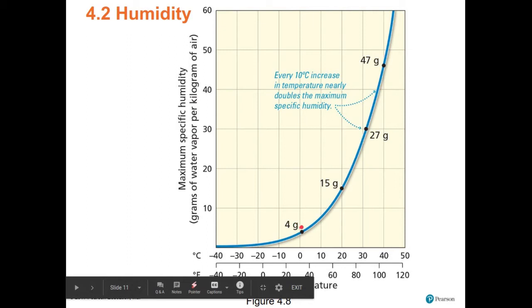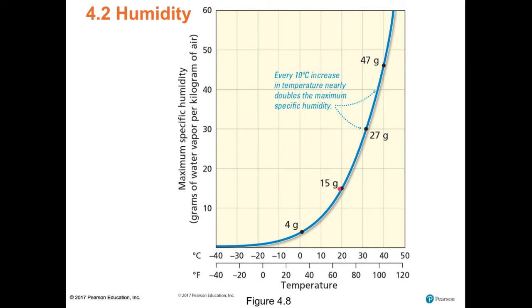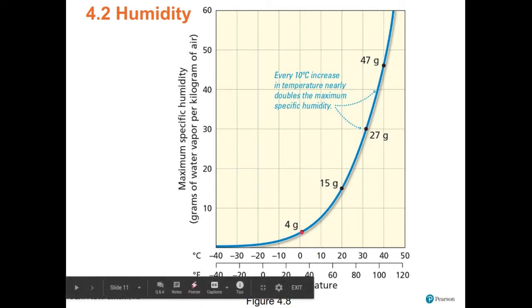So at 0 degrees, there's enough heat to evaporate 4 grams of water. At 10 degrees, it's about 8. At 20, it's about 15. At 30, it's about 27. And at 40, it's about 47 grams. So you can see every time the temperature warms by 10 degrees, the maximum specific humidity just about doubles. 4 grams, 8 grams, 15, 27.